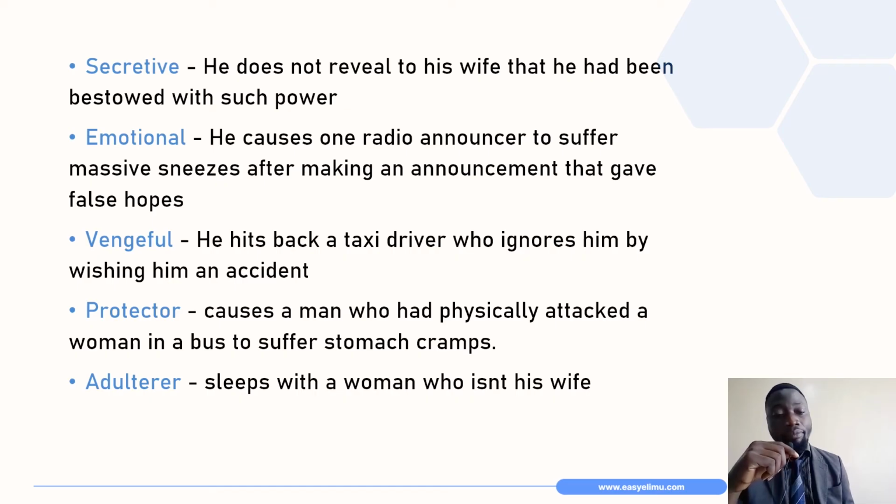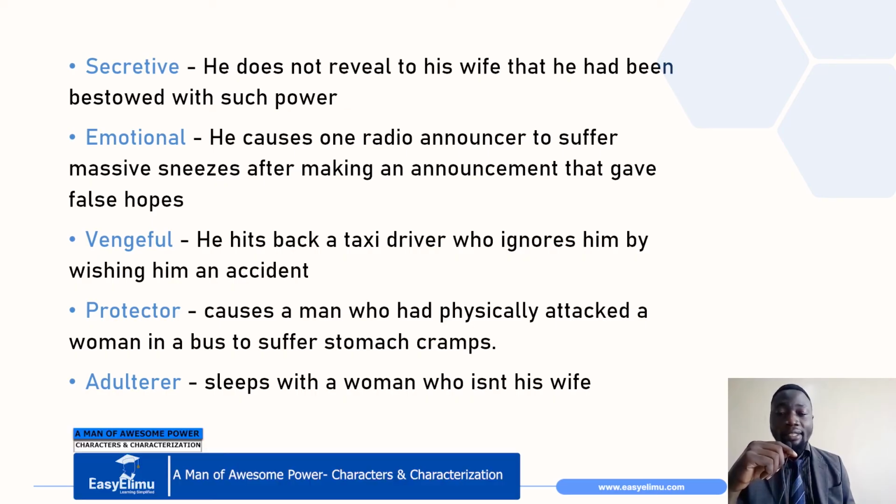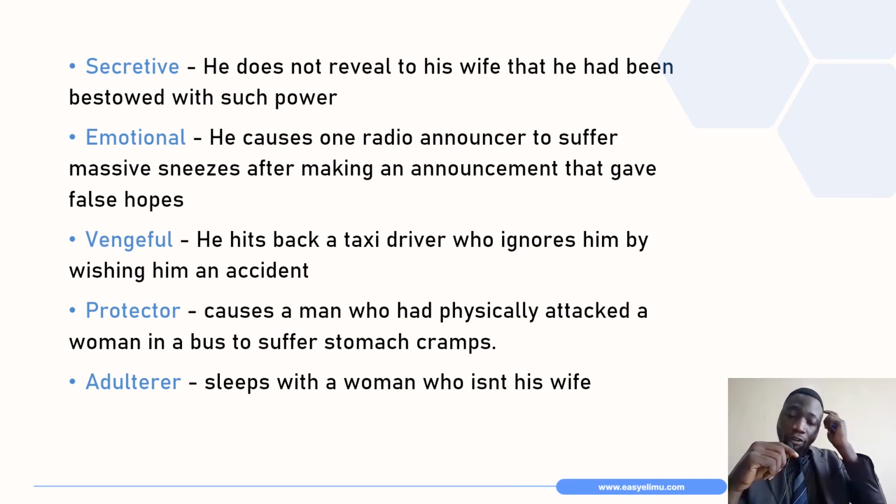Taib can also be said to be an adulterer. We can call him an adulterer because he sleeps with a woman who isn't his wife. Remember the incident at the tea garden, making the gorgeous woman fall in love with him so that he could satisfy his amorous or sexual desires.